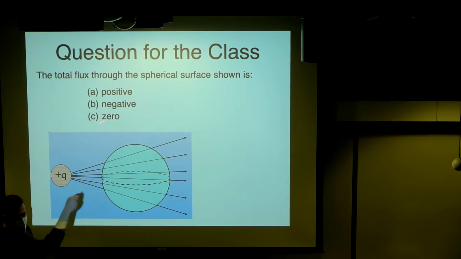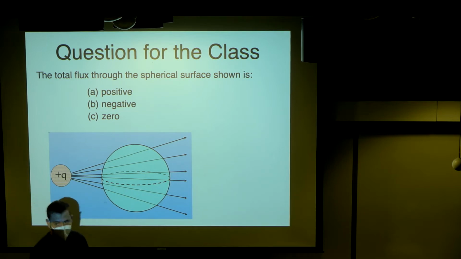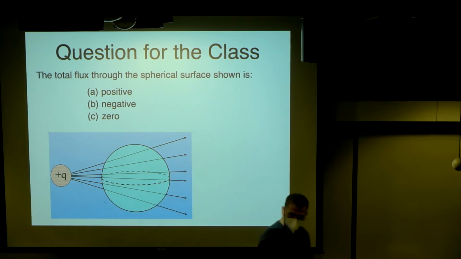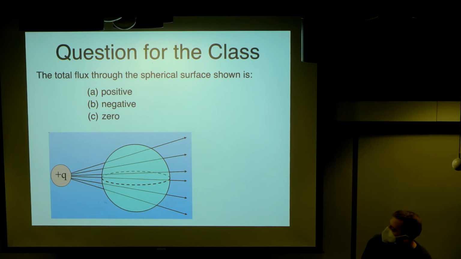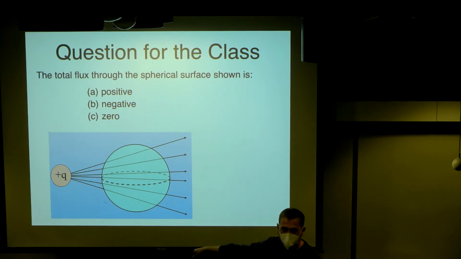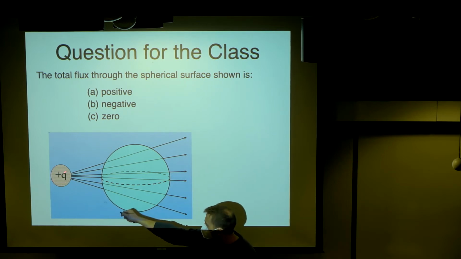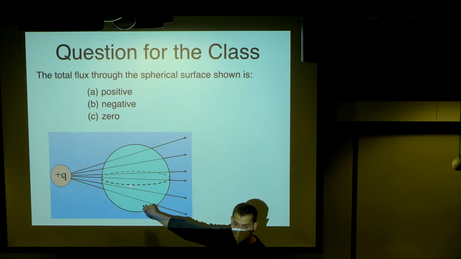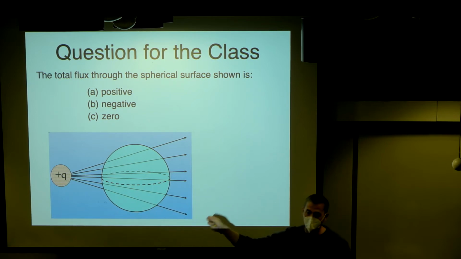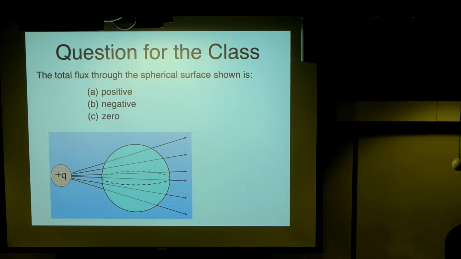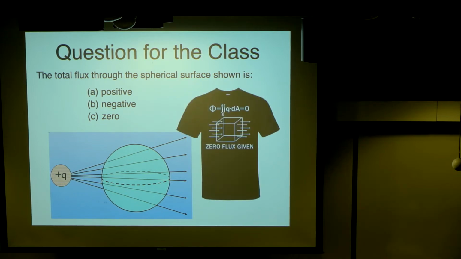So when we take the net flux, this positive flux and this negative flux cancel out and you get zero. So if there were no lines that went through, it would be a negative flux? Yeah, if no lines were going in and just lines were coming out, then we would have positive flux. But the only way for that to happen, if you think about it, is if this charge is inside of here. That's the only way for all of the lines to be coming out. Okay? So that's kind of the idea. So zero flux given.